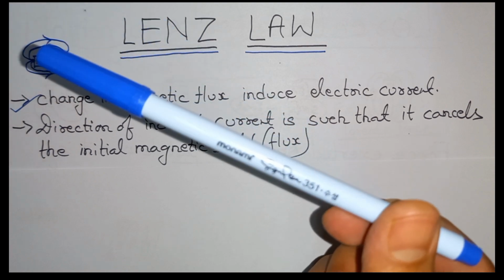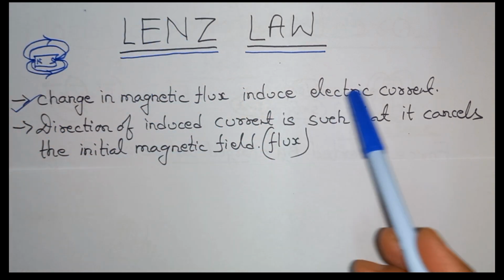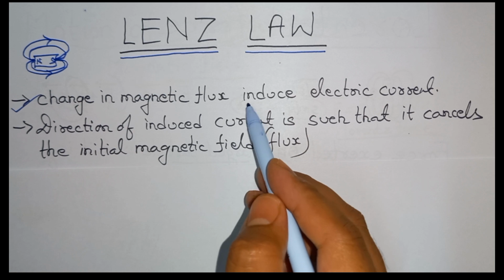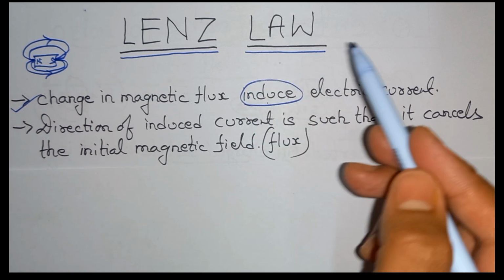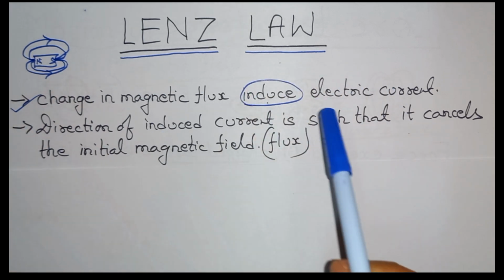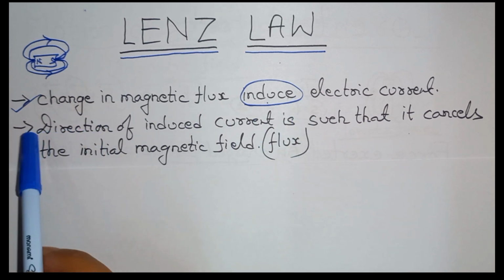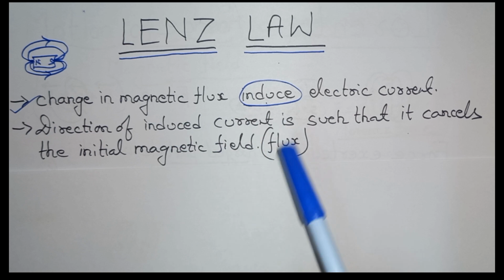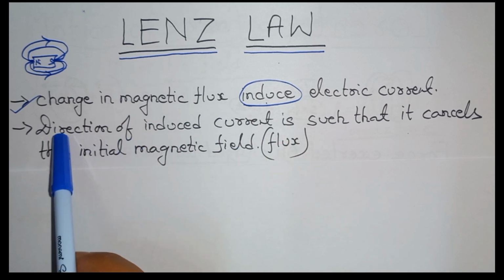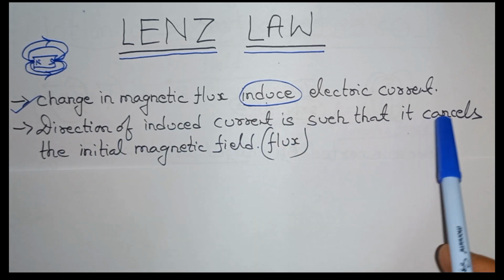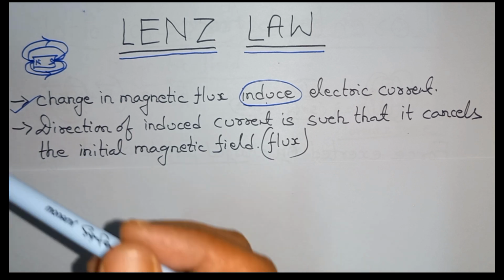Before, there was no current, so there will be an induced electric current. If the word is induced, it means it will be created. Before it was not there. Later on, the direction. The next point I am going to read out and justify: the direction of induced current is such that it cancels the initial magnetic flux.